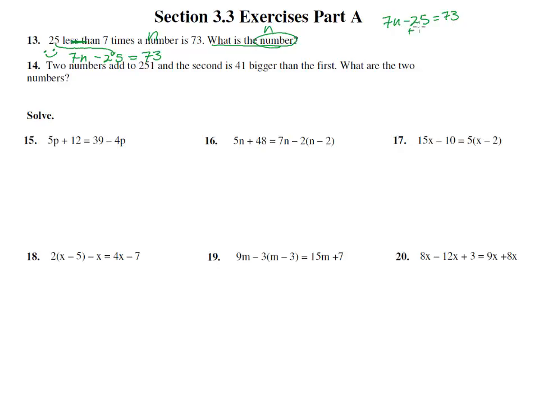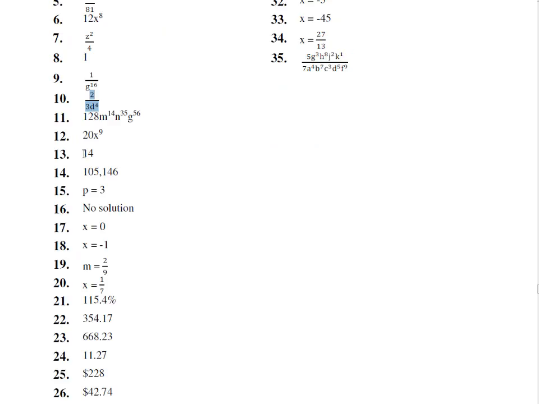Add 25 to both sides, and we do 7n now equals, those on the left-hand side cancel. 73 plus 25 is 98. Now, how do we get rid of this 7? It is multiplied to the n, so we divide by 7 on both sides. The 7's cancel, and we get n equals 14. Number 14. Well, let's check our answer first. And yes, n equals 14.